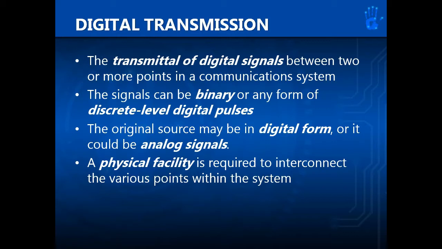Digital transmission. Digital transmission is the transmittal of digital signals between two or more points in a communication system. The signals can be binary or any form of discrete level digital pulses. The original source may be in digital form, or it could be analog signals. A physical facility is required to interconnect the various points within the system.